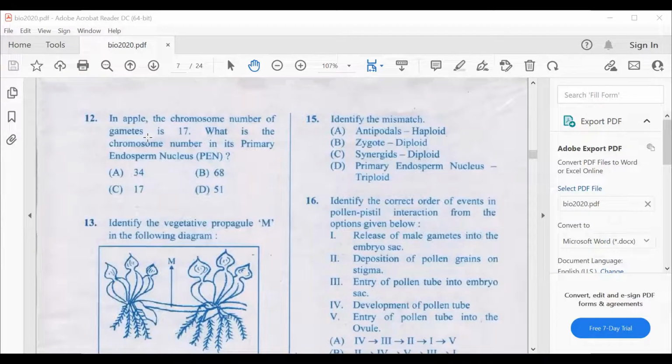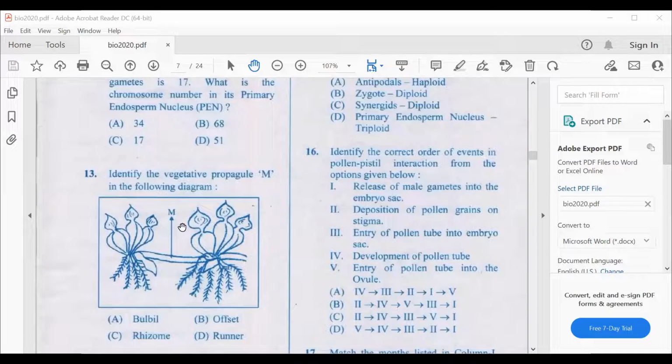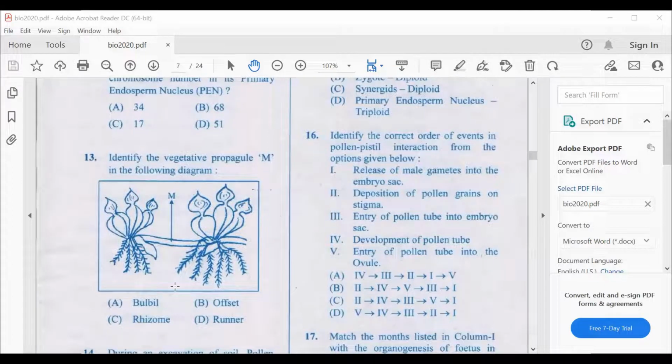Then, identify the vegetative propagule M. This is a vegetative propagation. We know what this part is called, you have to say. Option A, bulbil, option B, offset, option C, rhizome, option D, runner. So what is the right answer? Tasmia answered it as option B. Vanikesh answered it as option B. Kirtana, option B. Sindhu, option B. So all of you said option B, that is offset, right? So the right answer here is offset. Good.